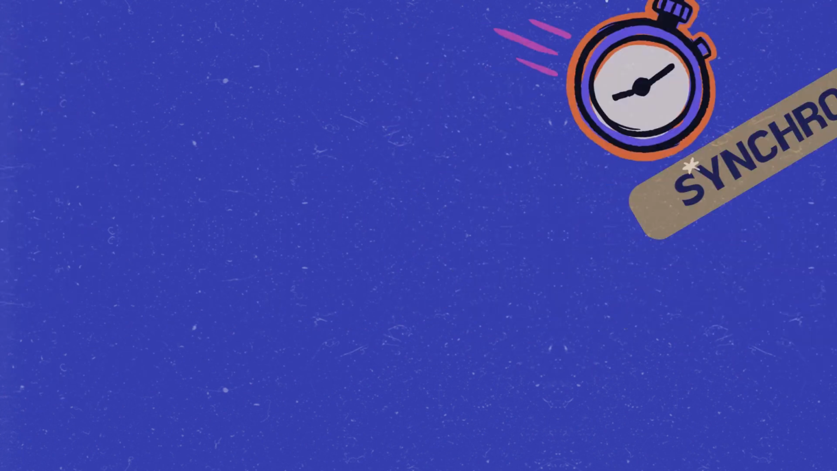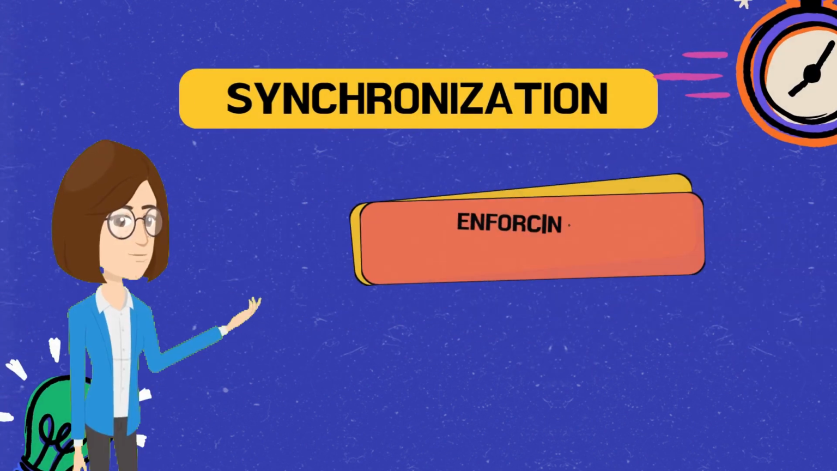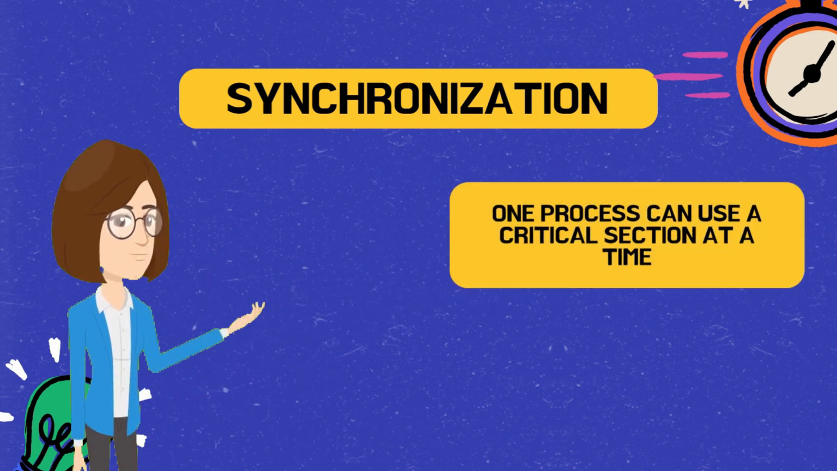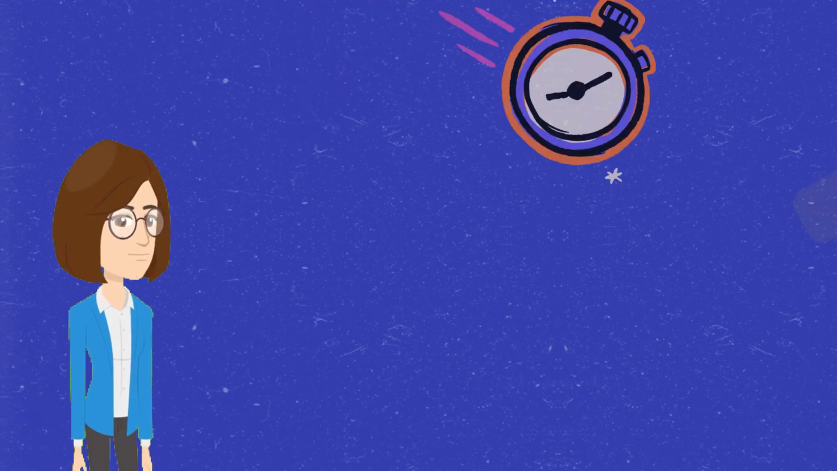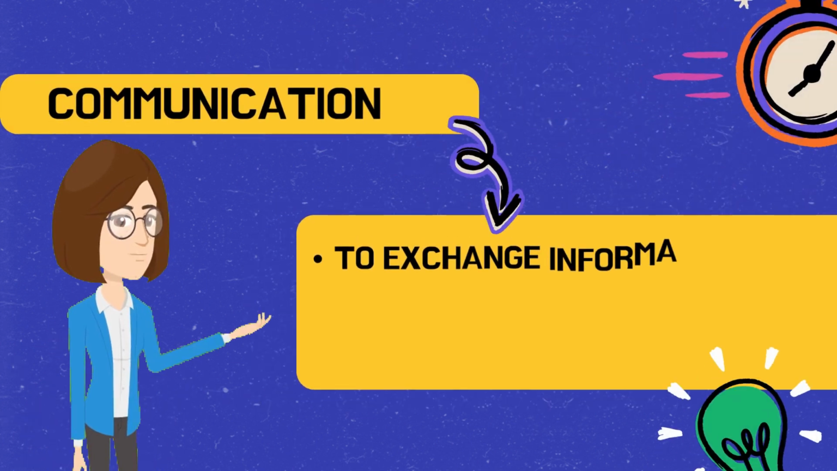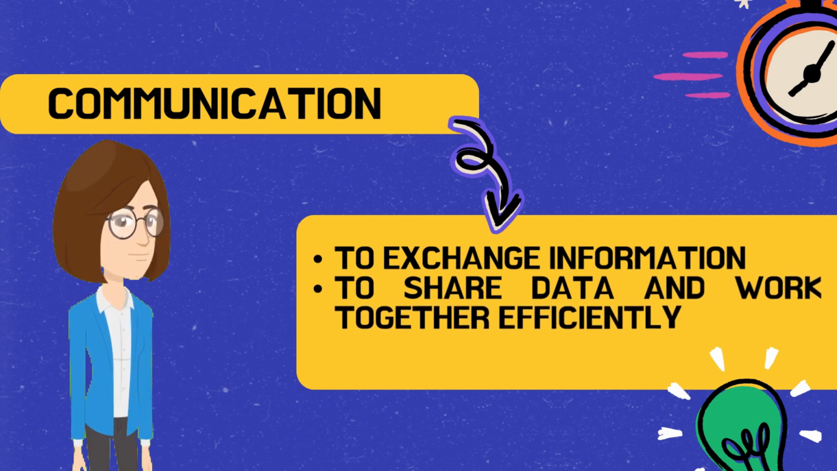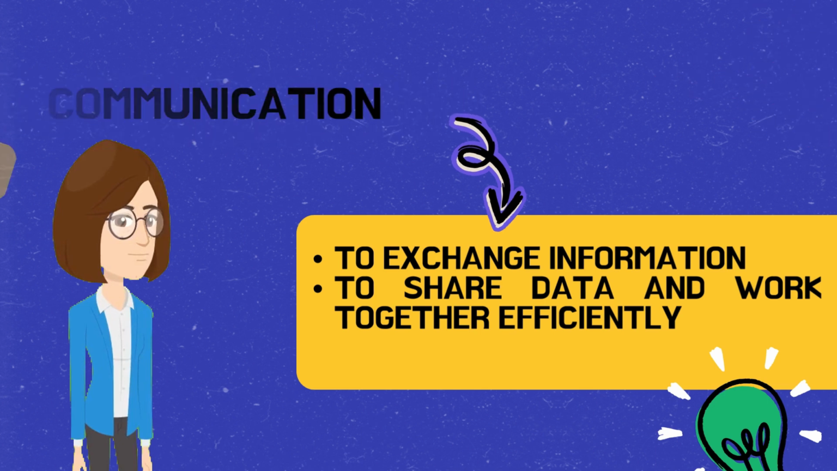Let's talk about synchronization. Synchronization is enforcing mutual exclusion. This means only one process can use a critical section at a time. Next, we have communication. Communication allows processes to exchange information. This is essential for processes to share data and work together efficiently.